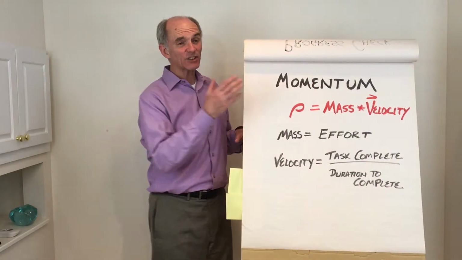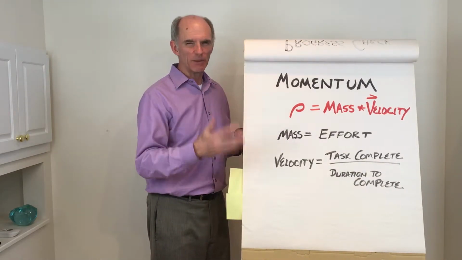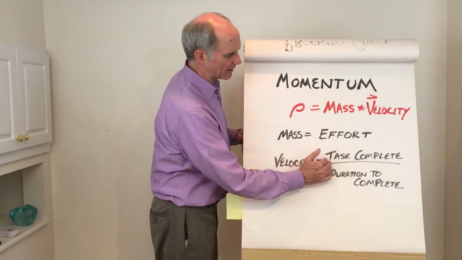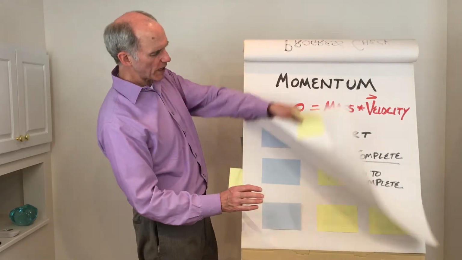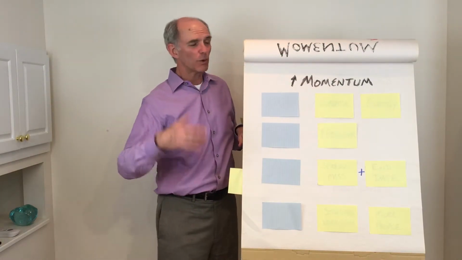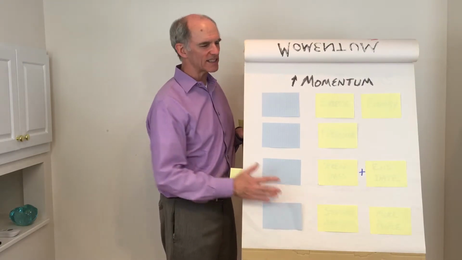Now, coming back to our definition of mass times velocity, we know what momentum is now in the Change Science Academy: mass being effort and time to complete. But the real question now is, how do you increase momentum? Well, we want to increase momentum, and we have three ways of increasing momentum, and I have a surprise down below.